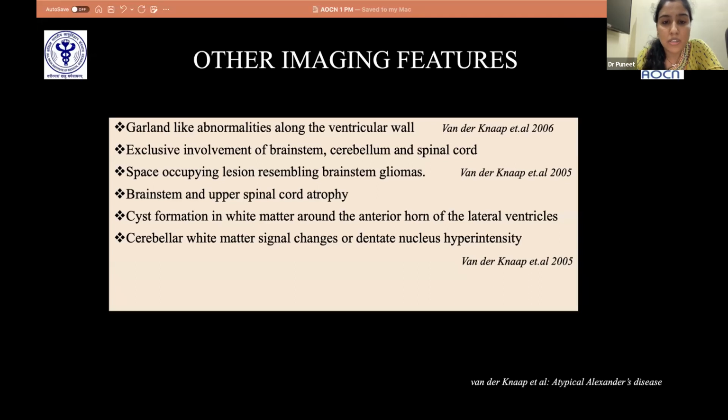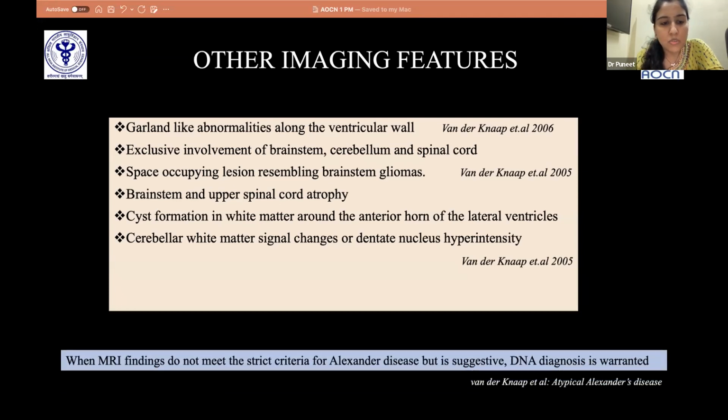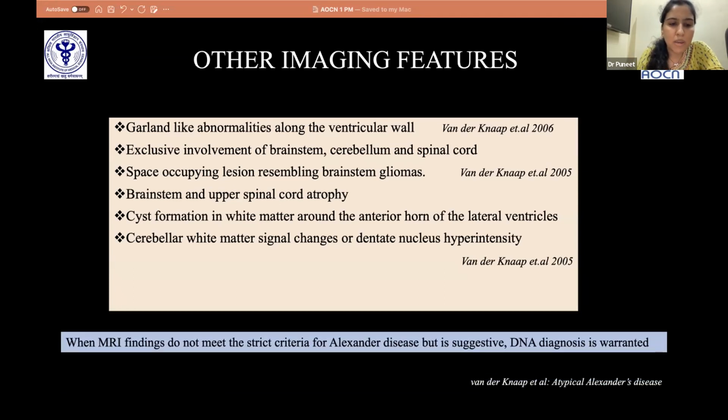Brainstem and upper spinal cord atrophy can be present. Cystic formation near the anterior horn of lateral ventricles, and cerebellar white matter signal changes with dentate nucleus hyperintensity can also be seen. So it was concluded that when MR findings do not meet the strict criteria for Alexander disease but are suggestive, DNA diagnosis is warranted here.